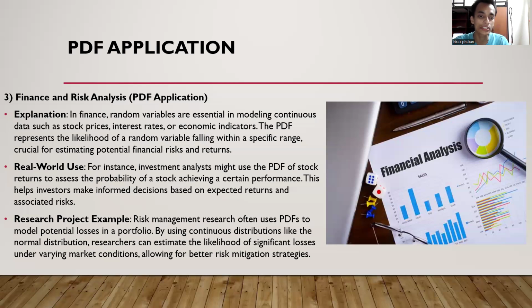This helps investors make informed decisions based on expected returns and associated risks. Some research project example. In risk management, research often uses probability density functions to model potential losses in a portfolio. By using continuous distributions like the normal distribution, researchers can estimate the likelihood of significant losses under varying market conditions, allowing for better risk mitigation strategies.